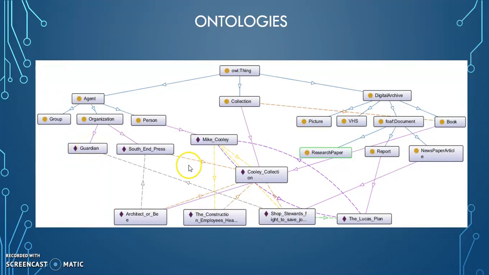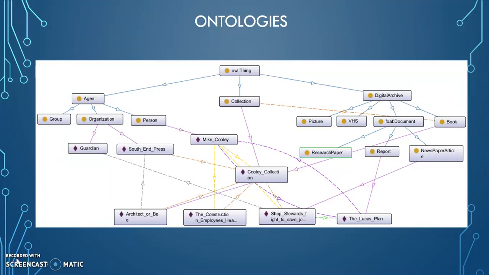The Guardian wrote this newspaper article about shop stewards losing their jobs, and South End Press published The Architect and the Bee, but Mike Cooley also wrote this book. So you can see the linkage that ontologies enable users to get.